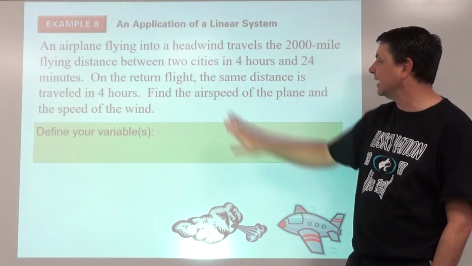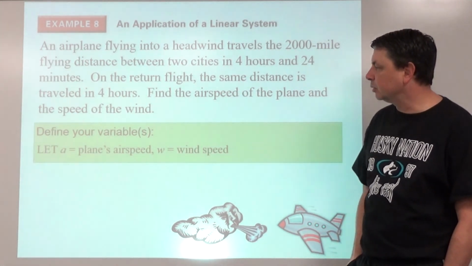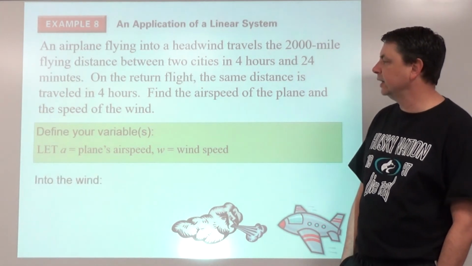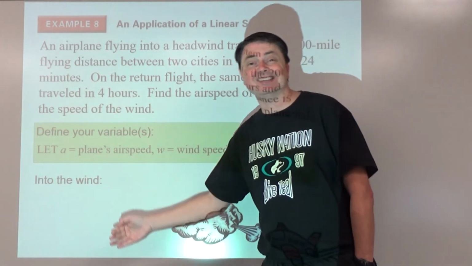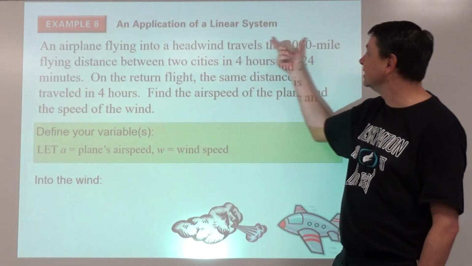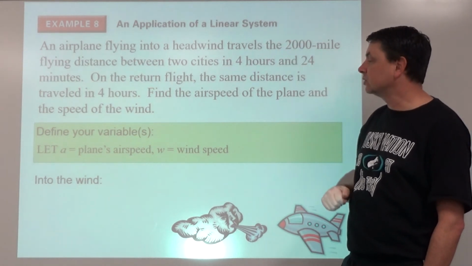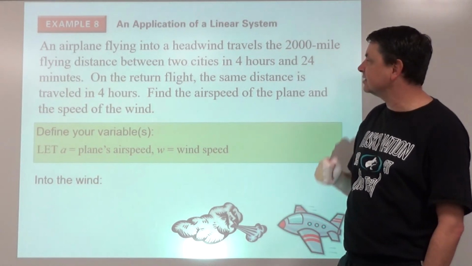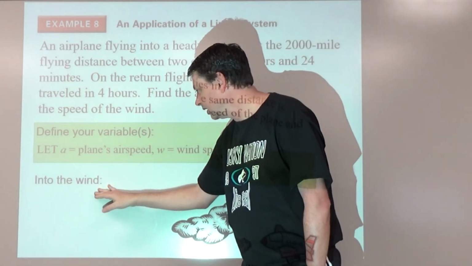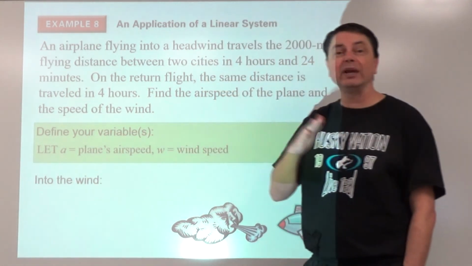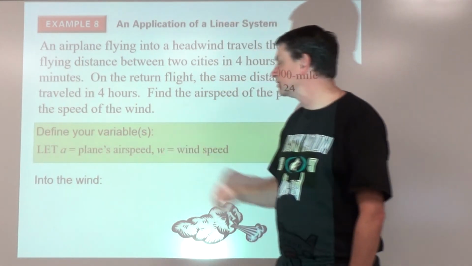So let's define our variables. What is it we're trying to find? Airspeed and speed of the wind. So A is going to be the plane's airspeed, W would be the wind speed. As we're traveling into the wind, let's remember that distance is equal to rate times time. We know the distance to be traveled, I'm sorry, I think I said 200, but it's 2,000 miles. Into the wind, the wind is slowing us down, so our speed is going to be A minus W.